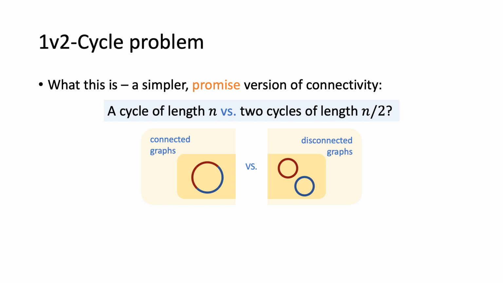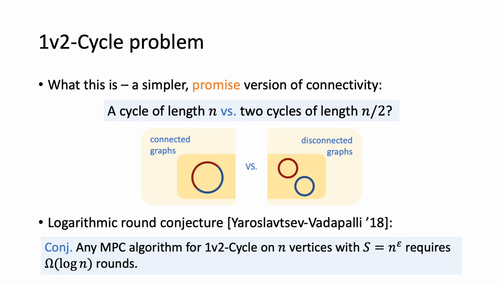However, as we mentioned before, it's believed that solving this simpler problem in AMPC is already hard. And this is called the logarithmic round 1 versus 2 cycle conjecture, which says that any AMPC algorithm for 1 versus 2 cycle using truly sublinear I/O capacity would require omega log n rounds. And based on this conjecture, there have been a number of conditional hardness results for different problems in the AMPC literature.